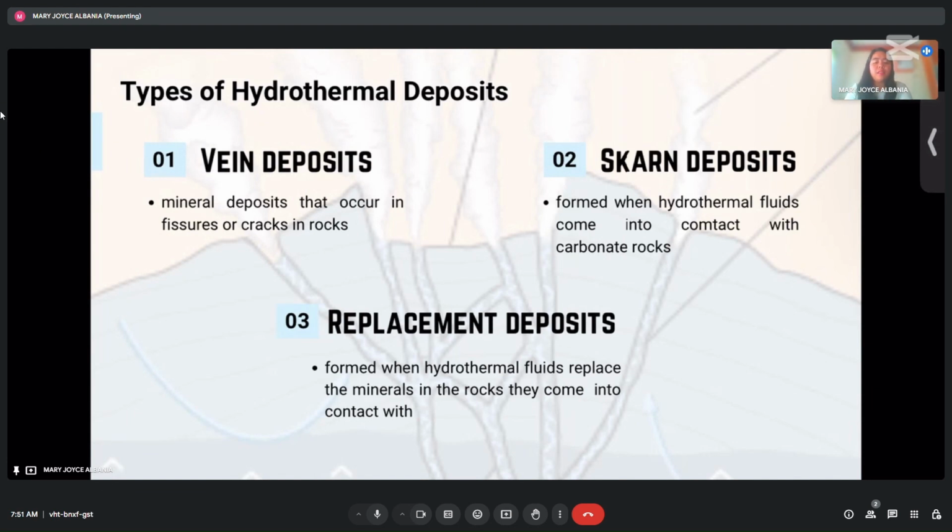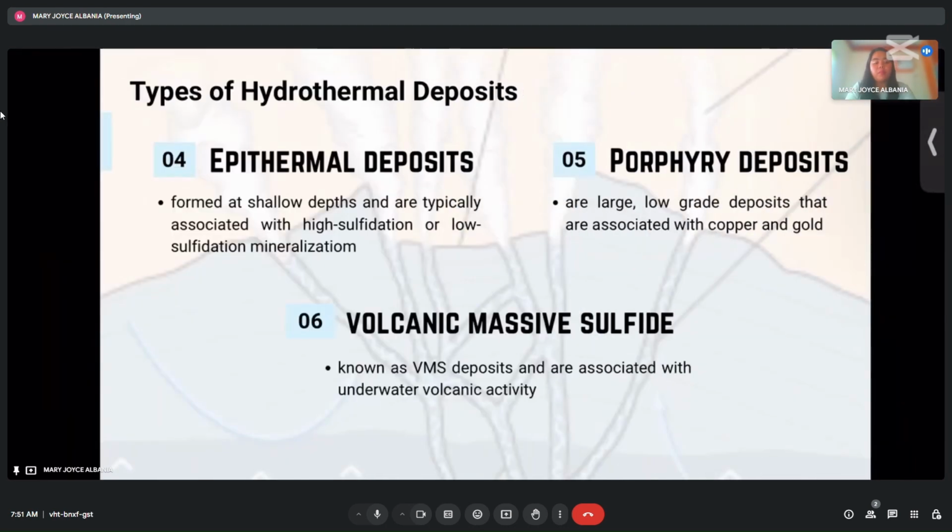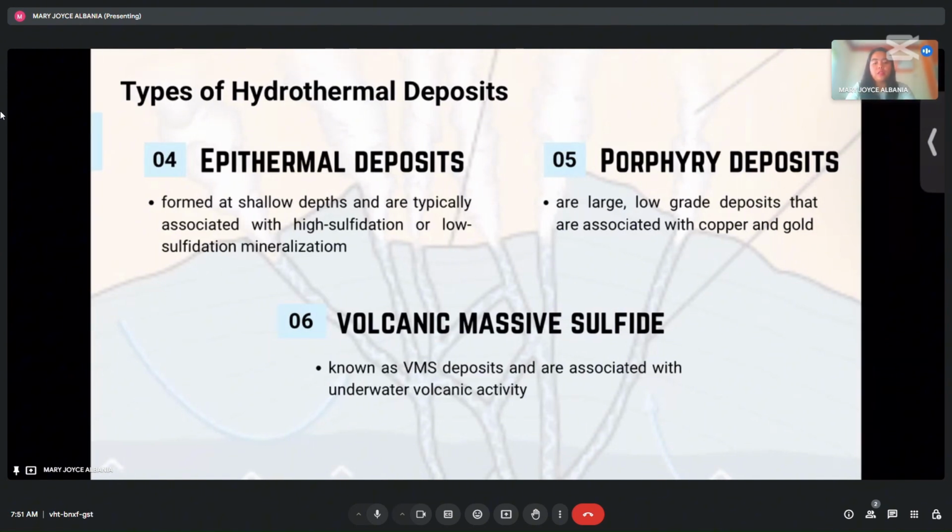And then replacement deposits are deposits formed when hydrothermal fluids replace the minerals in the rocks they come in contact with. Replacement deposits are often associated with limestone or other carbonate rocks. Next, we have the epithermal deposits. These are formed at shallow depths and are typically associated with high sulfidation or low sulfidation mineralization. And then next we have porphyry deposits.